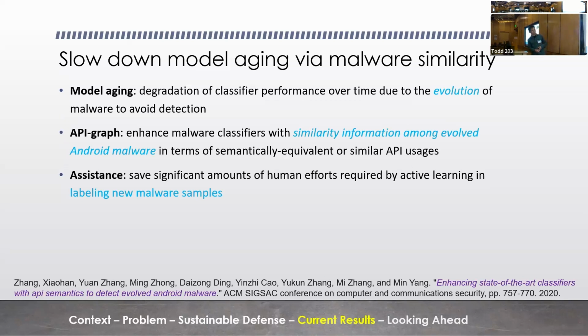So this paper is published in 2020. By the way, CCS is one of the top conferences in security. And so their idea is that I'm not going to be so ambitious to try to stop this kind of model aging problem. I only try to slow it down. So how can we slow it down?